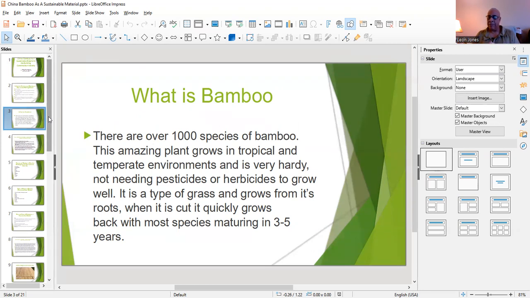Here's the problem. When it is very hardy, there's an abundance of it, so it can get wasted. But the good thing about it being very hardy is that it doesn't need pesticides or herbicides to grow well. As I stated before, bamboo is a type of grass and it grows from its roots. When it is cut, it grows back quickly. And most species take 3 to 5 years to mature.